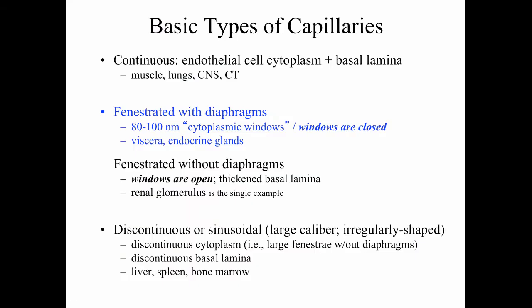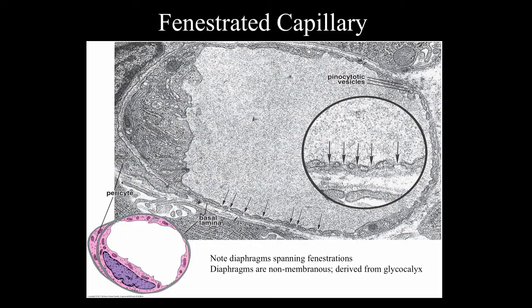Let's talk about fenestrated capillaries with diaphragms. Here you can see in the diagram the fenestrae coming through the endothelial cells. Here you can see the electron micrograph. You can clearly see the fenestrae or openings, and at a higher power view you can see the diaphragms that are in these fenestrae. The diaphragms are not membranous. They're actually proteinaceous material that's derived from the glycocalyx.